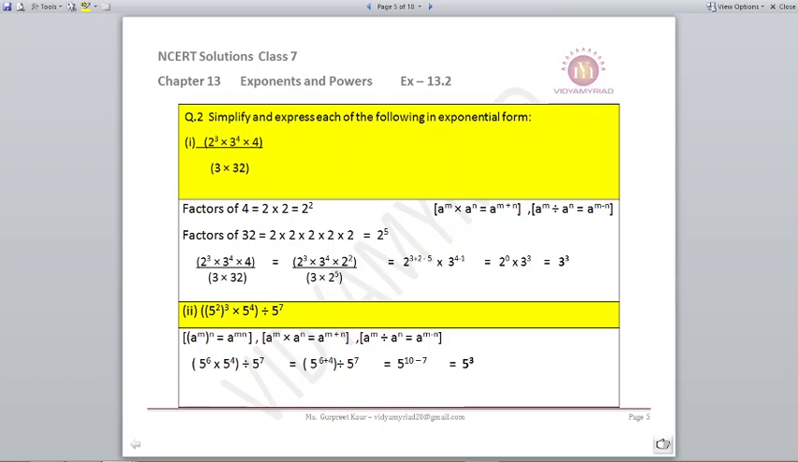Second case. Here 5 squared the whole cube. So first multiply it. So 2 into 3 is 6. So 5 raised to power 6 multiply by 5 raised to power 4. So what we will do? Add the powers. 5 raised to power 6 plus 4. Then there is divide by 5 raised to power 7. For division what we will do? We will subtract. So your final answer comes 5 raised to power 3.